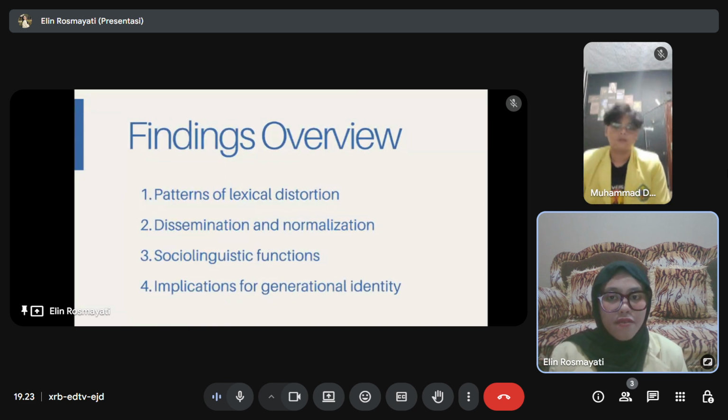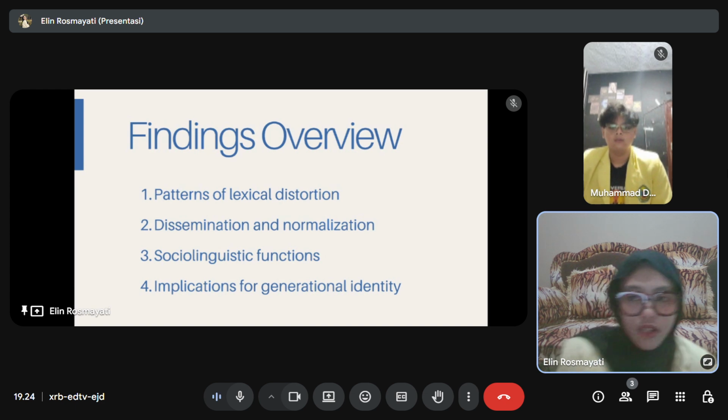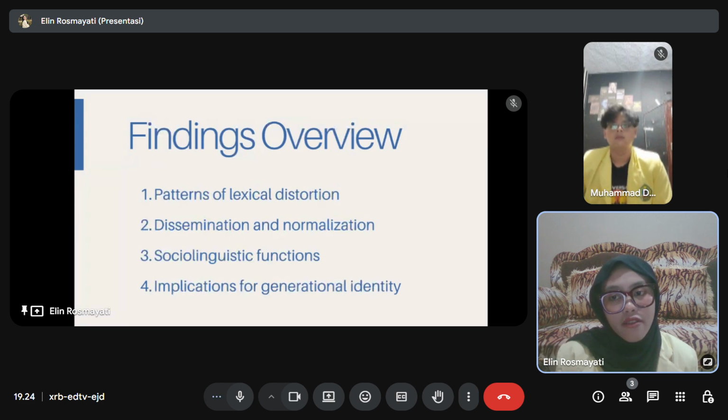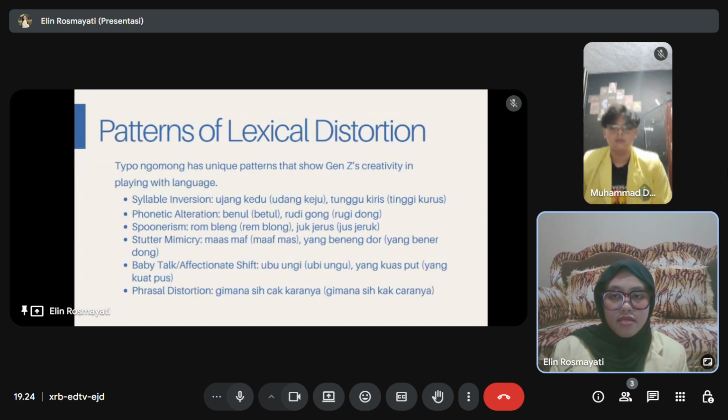The first is patterns of lexical distortion, which is the type of tipo ngomong or slip of the tongue that we found. The second one is dissemination and normalization. It means how the slip of the tongue or tipo ngomong is normalized by people on TikTok or in real-world situations. The third one is sociolinguistic functions, and the fourth one is implications for generational identity.